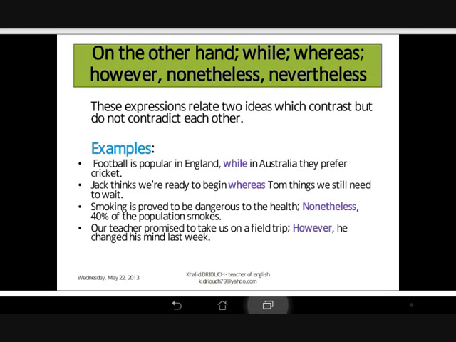Two contrasted ideas. Smoking is proved to be dangerous to health. Nonetheless, 40% of the population smokes.